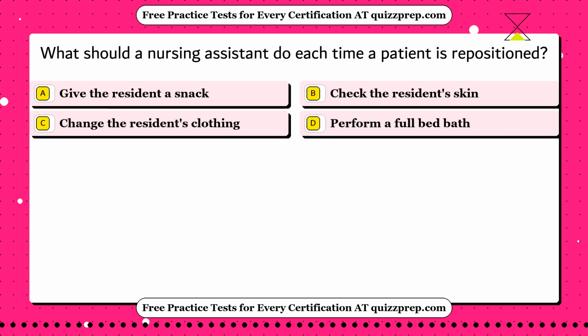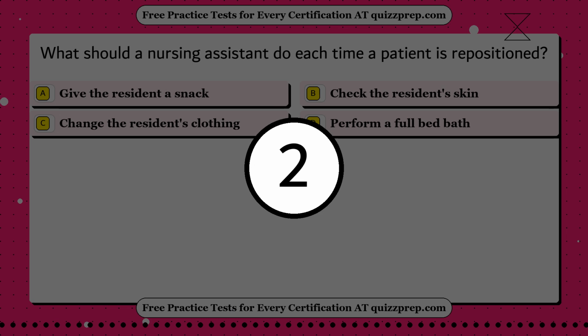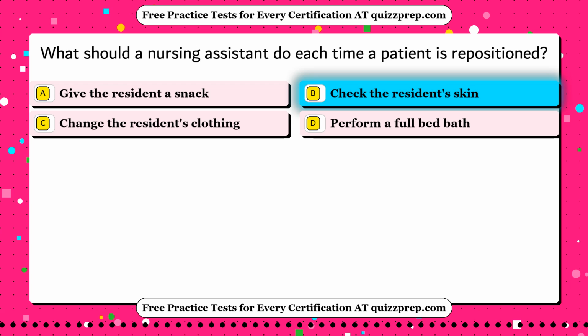Option A, give the resident a snack. Option B, check the resident's skin. Option C, change the resident's clothing. Option D, perform a full bed bath. The correct answer is option B, check the resident's skin.